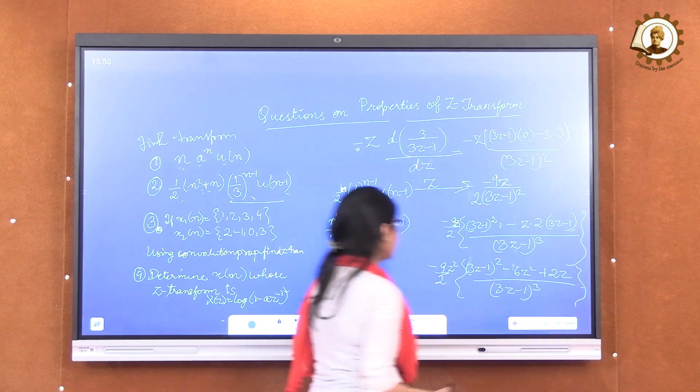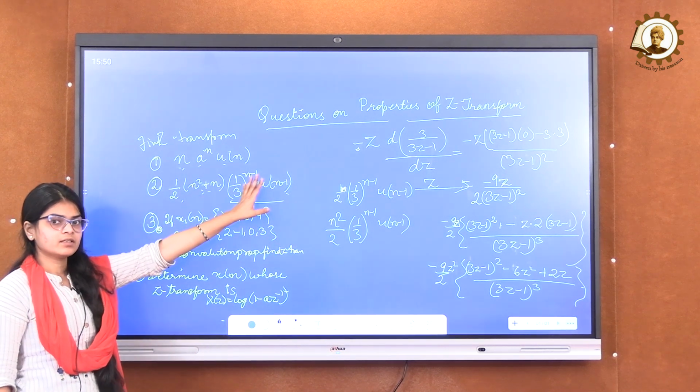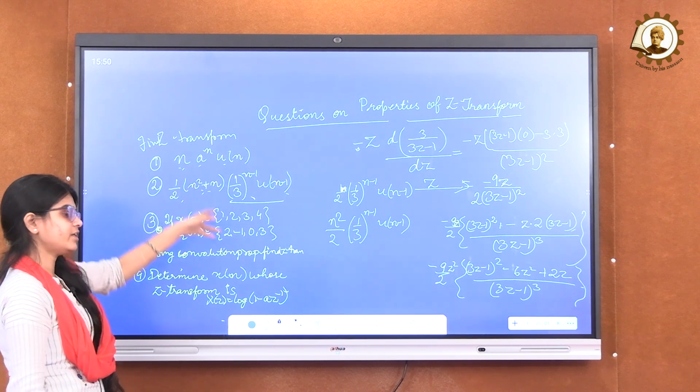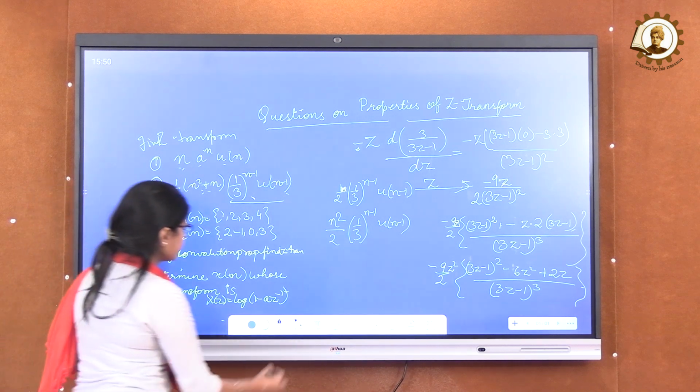I have made you understand the property over here. So first the property was time shifting, and then we have used the linearity property and then the differentiation property. So now let's move on to the next question.